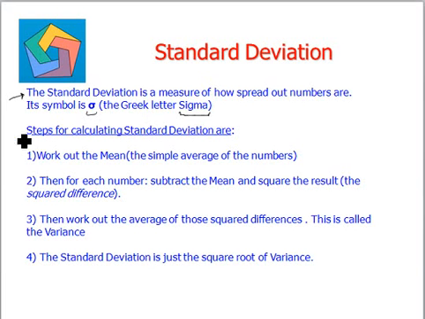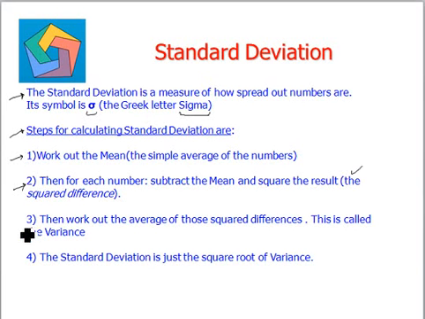Now the steps for calculating standard deviation are: first we work out the mean of the numbers given to us. That is a simple average of the numbers. We take the sum and divide by the count. This will give us the mean. Then for each number, subtract the mean and square the result. This is called the squared difference.